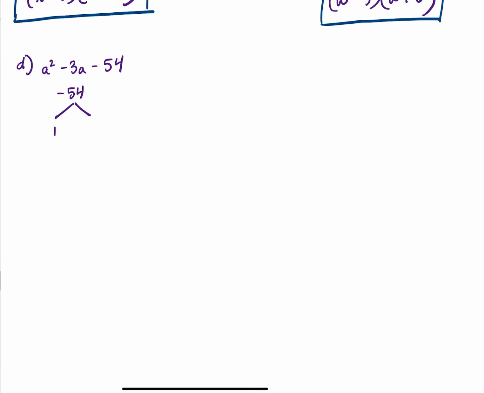So we can start with positive 1, negative 54. That won't give us a negative 3. 2, negative 27. That wouldn't work either. It's also divisible by 3. 3 times 18 is 54. So make the 18 negative. That'll give us negative 15. 54 is divisible by 6. 6 times 9 is 54. So we could do positive 6, negative 9. We multiply to give us negative 54, and then 6 minus 9 is negative 3.